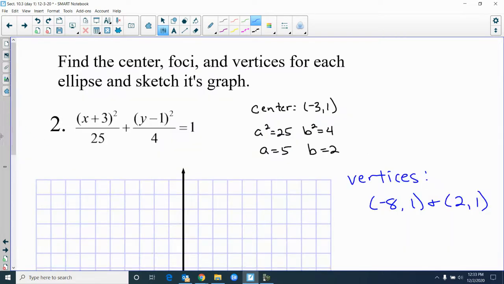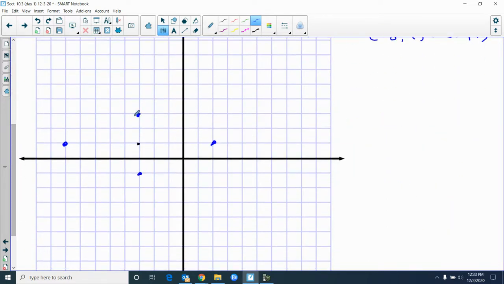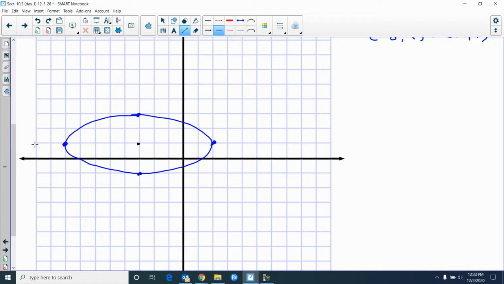Let me go back to the full view, and I can graph it, and I'll do my best here. All right, not half bad. You still need your foci. Foci have to be somewhere along this major axis. Okay, that's the longer axis. Foci have to be somewhere on there.